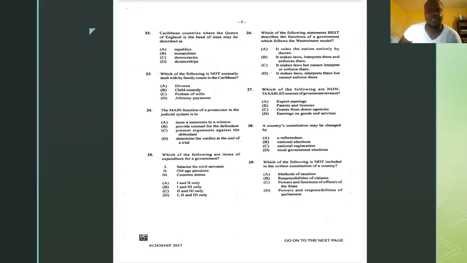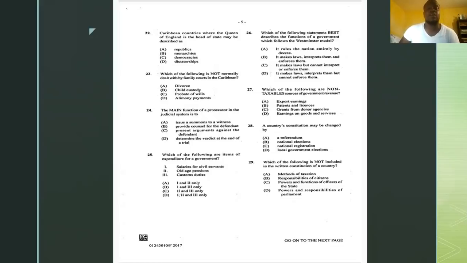Number 25 now says, which of the following are items of expenditure for a government? Is it 1, salaries for civil servants, 2, old age pensions, or 3, custom duties. So which combination is correct? Answer for number 25 now is A, 1 and 2 only. The items for expenditure are usually salary for civil servants and old age pensions. These are usually expenses. Expenditure are usually expenses for the government.